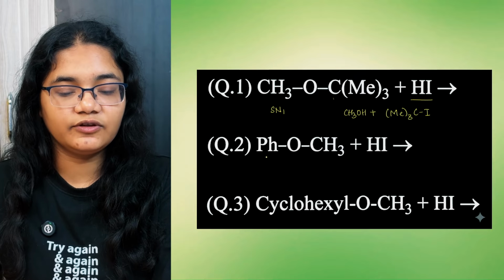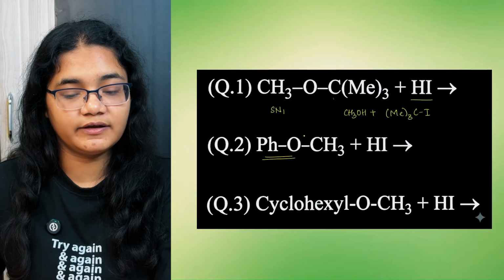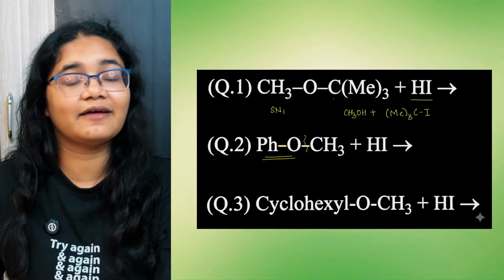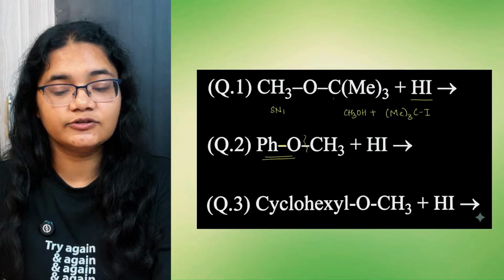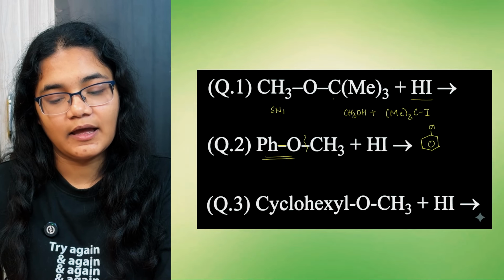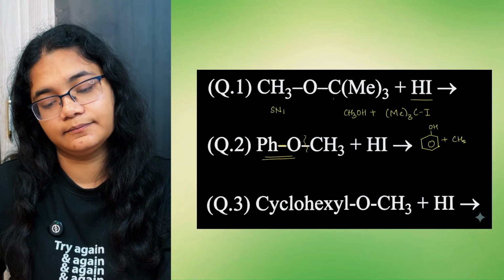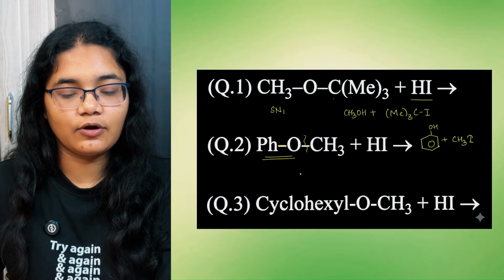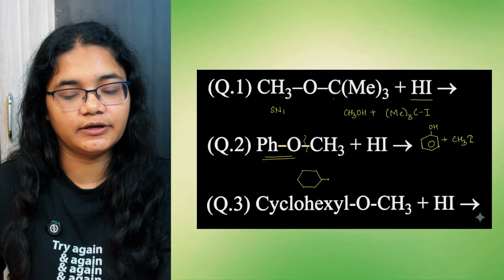Okay, now if you see whenever there is a phenyl group, always the bond will break here because this bond is having resonance and it cannot break easily. So the bond will break here and you will get the first product as phenol and the next product as CH3I. Okay, now if I talk about cyclohexyl OCH3.